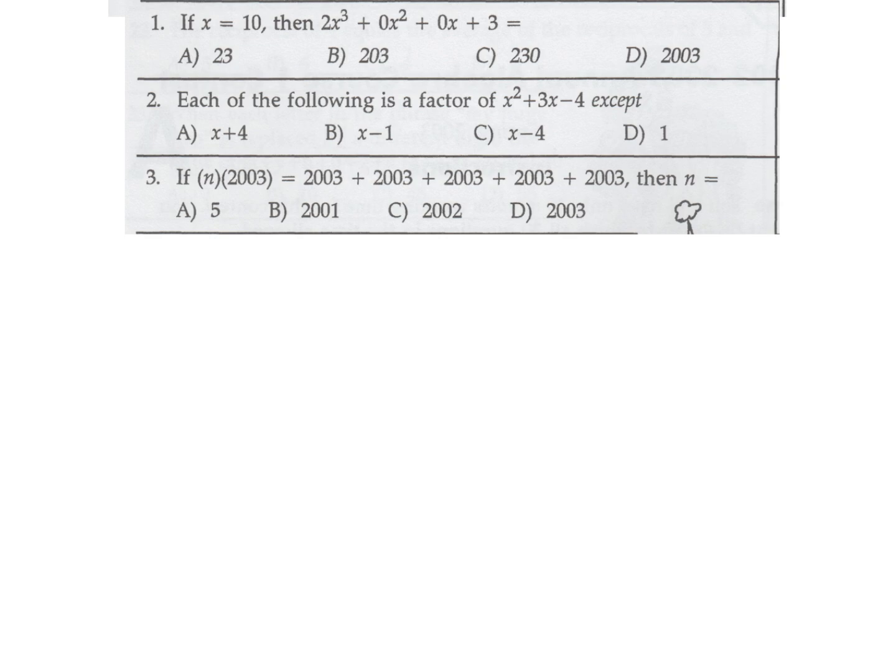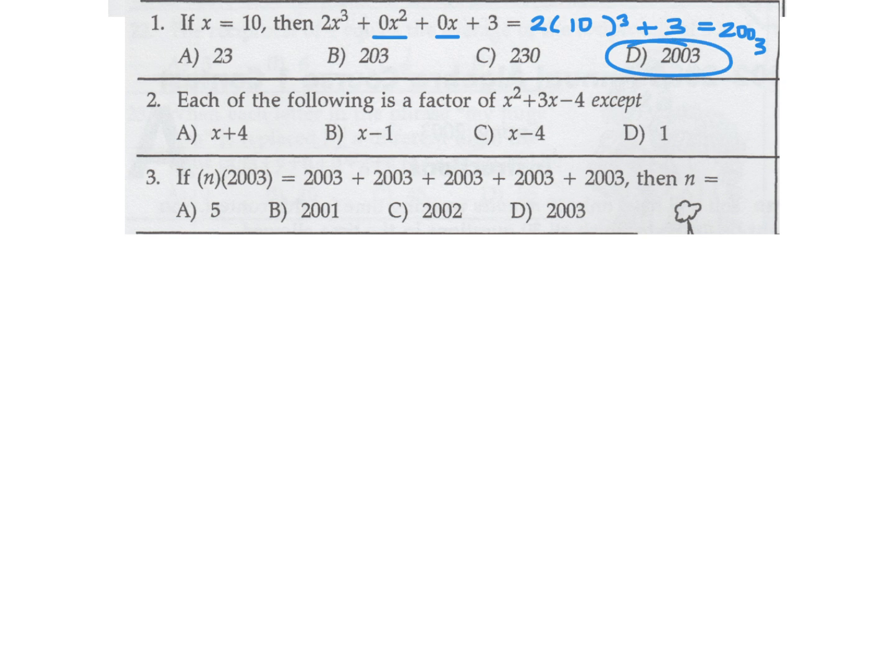If x equals 10, then 2x to the power of 3 plus 0x squared plus 0x plus 3 equals. Well, the middle terms are 0, so really all we have is 2x to the power of 3 plus 3. And that x is 10, so that's pretty much all that is. So that's going to be 2003. And therefore that would be D.